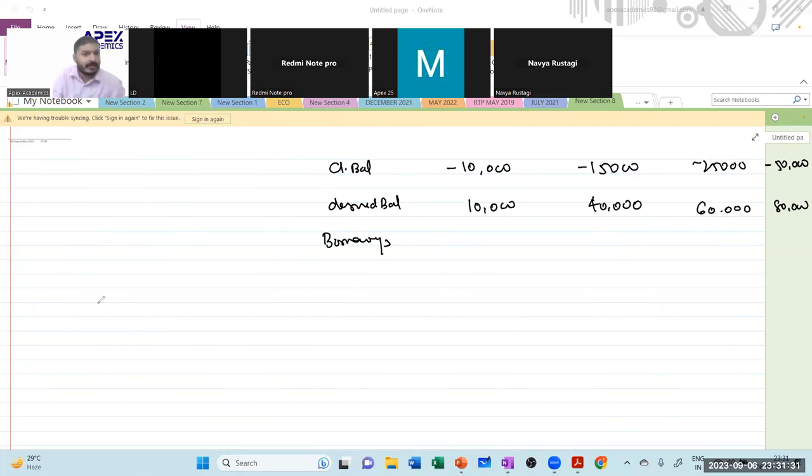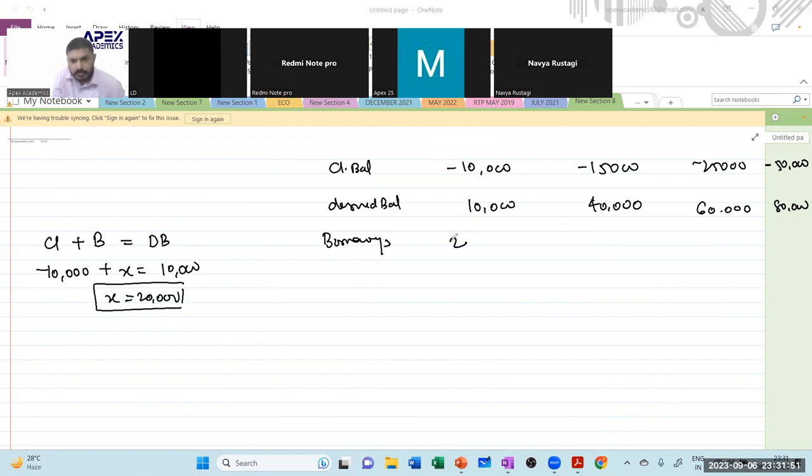I am showing you one thing. See, closing balance plus borrowing is equal to desired balance. Closing balance is minus 10,000 plus X is equal to 10,000. So X is equal to 10 goes on to that side, 20,000. I have solved the first one for you. I expect you to solve the others. I want quick responses from you.